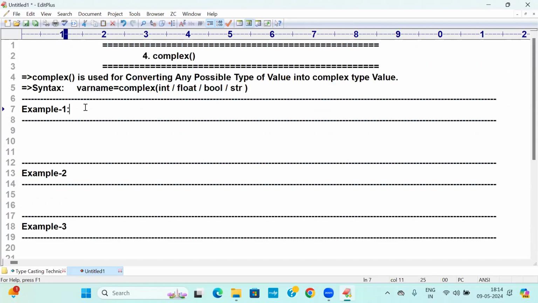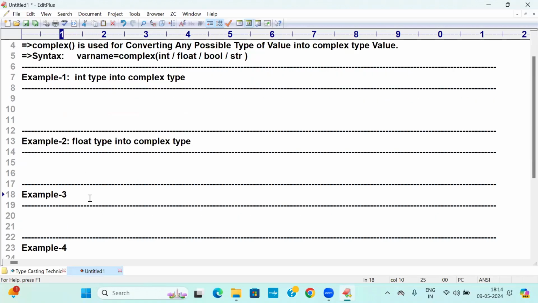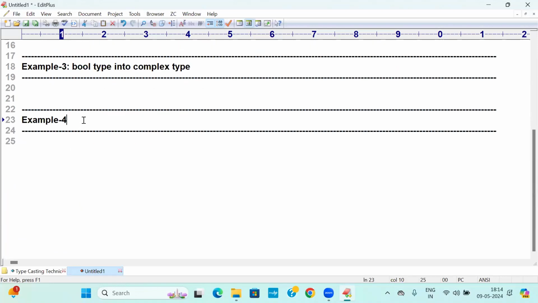So here, what is this now? Int type into complex type. What is the next one? Float type to complex type. What is this now? Bool type to complex type. Next, str type to complex type.